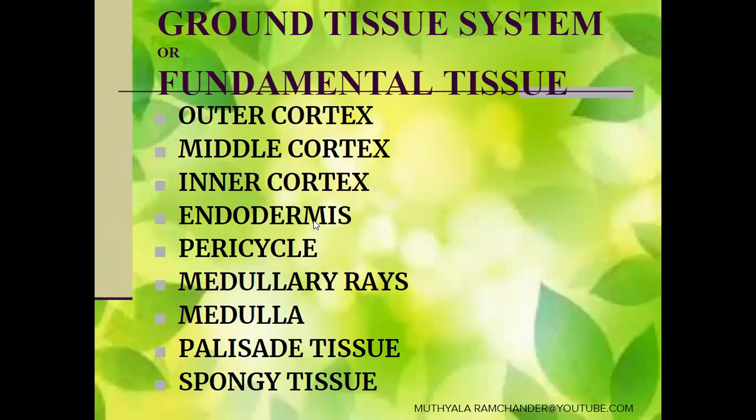The stele is surrounded by endodermis, below the endodermis is the pericycle, between two vascular bundles are the medullary rays, and at the center region of the stele is the medulla. These are present in the stele of root and shoot, and the palisade tissues and sponge tissues are present in the mesophyll of the leaf. If we identify palisade tissues and sponge tissues in one leaf, the leaf belongs to a dicot. If we identify any one of these two mesophylls, palisade or sponge, the leaf belongs to a monocot leaf. So these are the ground tissues and their functions.